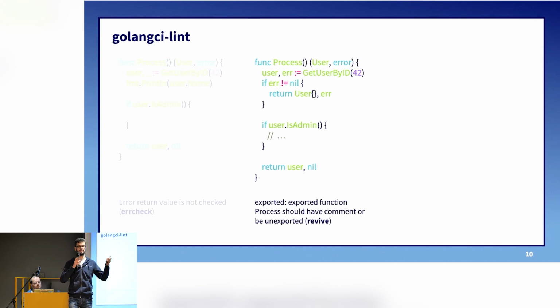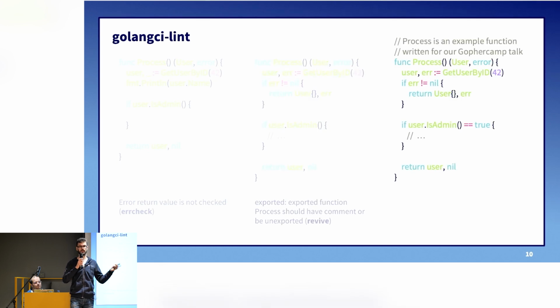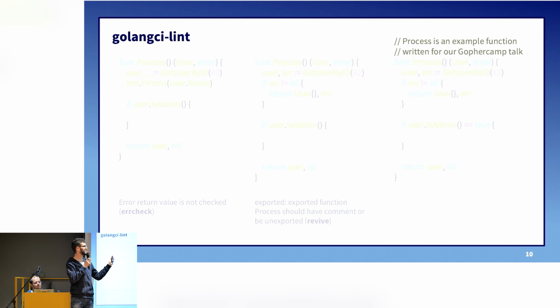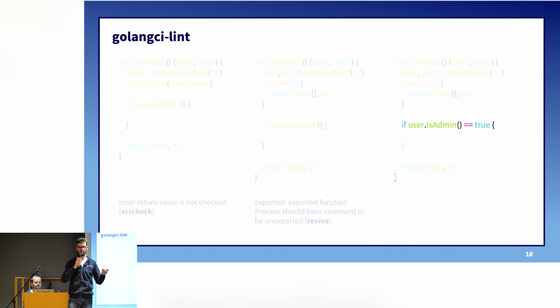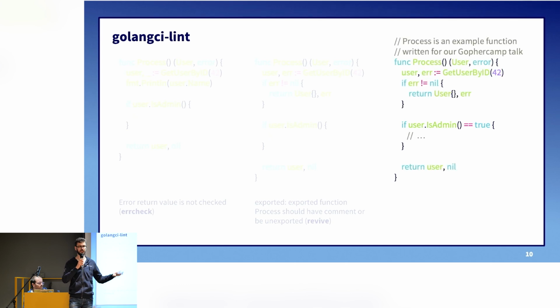It's exported, or just unexport it if it's not necessary. So okay, let's comment it. So now the function is commented, but this developer didn't think about everything, and he managed to compare a Boolean value in a weird way. So of course this can be simplified. We have a linter for that.